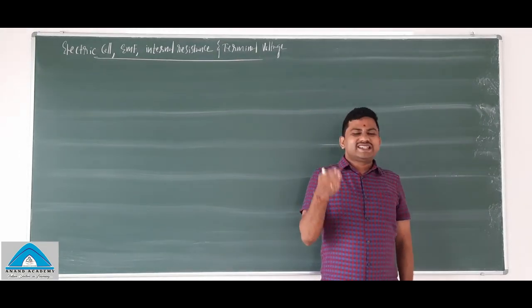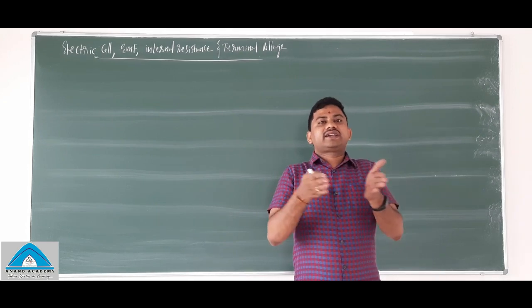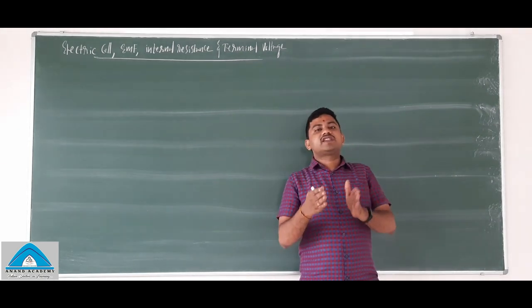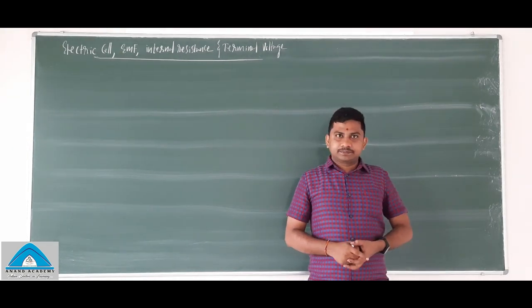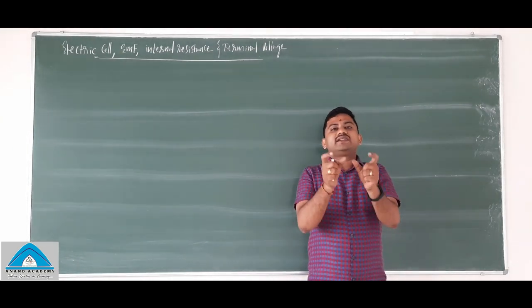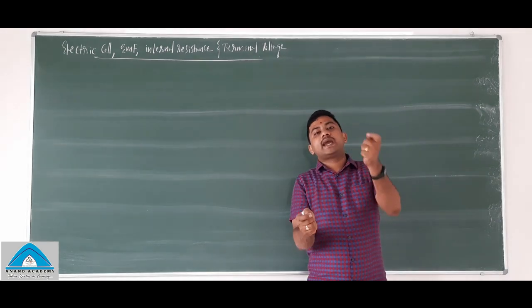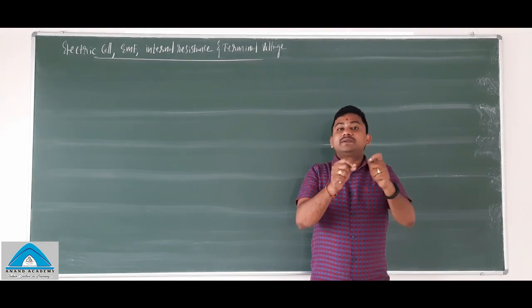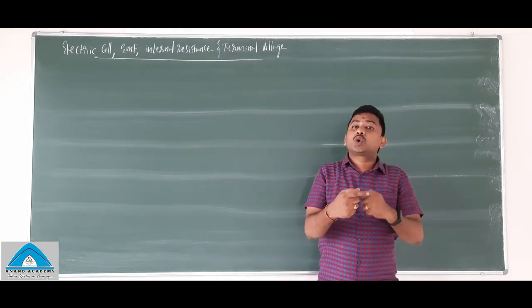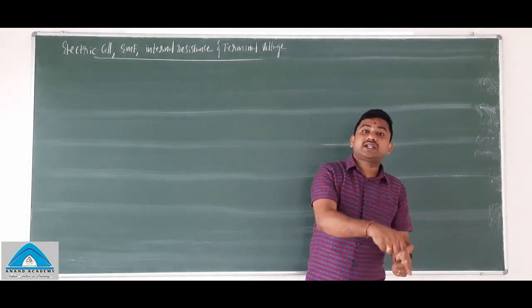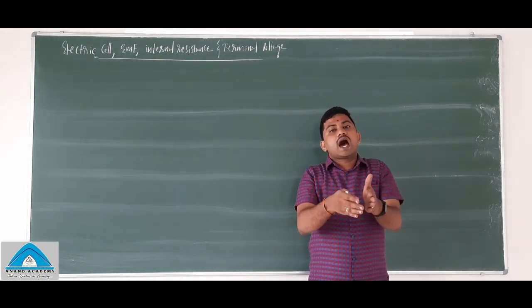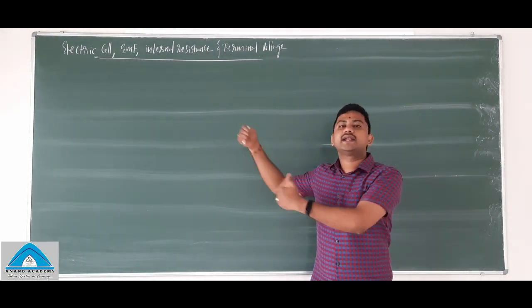Today we are going to discuss the introduction about the cell. In the starting of the chapter we had discussed that a cell is a device which converts chemical energy into electrical energy. There are some types of cells which could convert the electrical energy back into chemical energy. Those are the types of cells we will be discussing later.